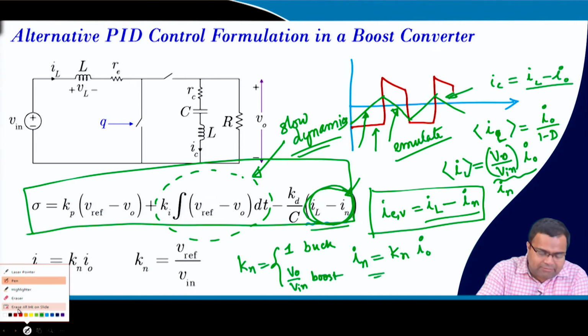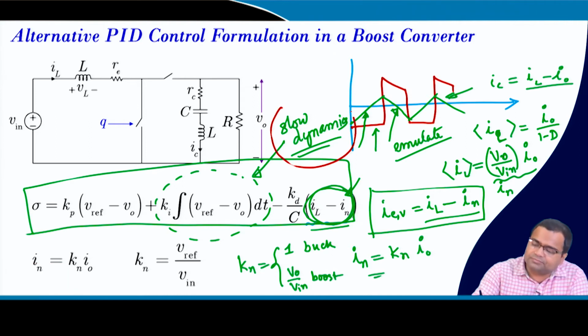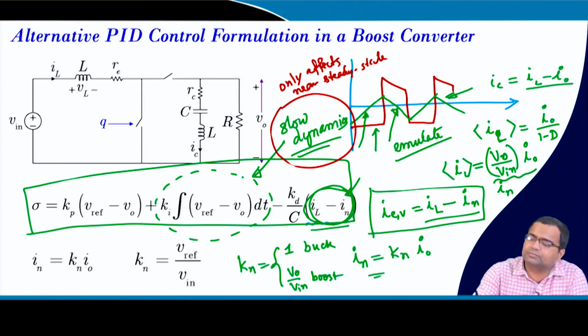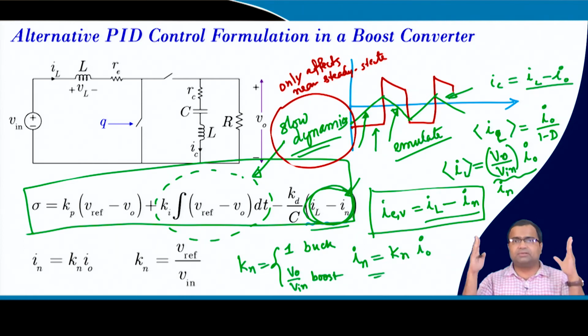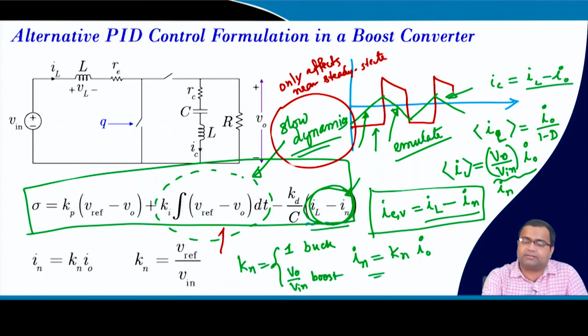And this only affects near steady state, provided that the recovery during large signal transient is much faster than the accumulation of the integral action. But if the speed of accumulation of the integral action is comparable with the large signal duration, then this will have a very high influence.